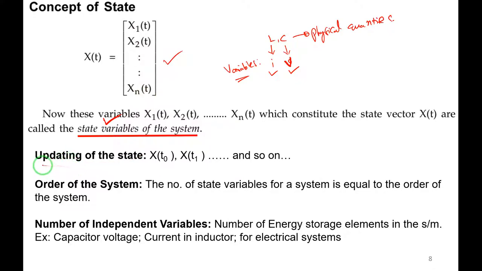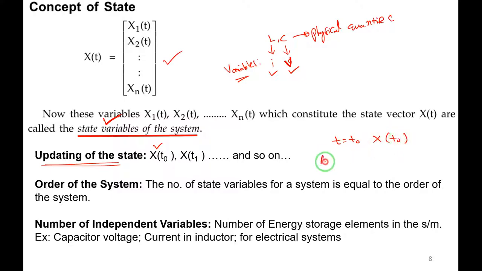Then what is updating of the state? Updating the score in the football match, I told, no? Team A has scored 4 at time t equal to t naught, and at time t equal to t1 the score may be the same or it may be updated. Maybe they have scored one more or two more points, maybe 5, 6 like that. So updating of the state is very important. Initially I have some score at time t equal to t naught. Let me call it x of t naught. At time t equal to t naught, the state of the system is x of t naught.